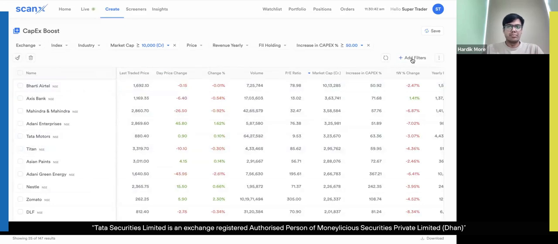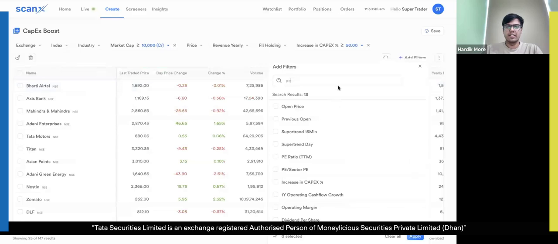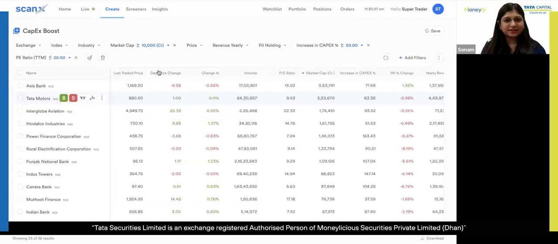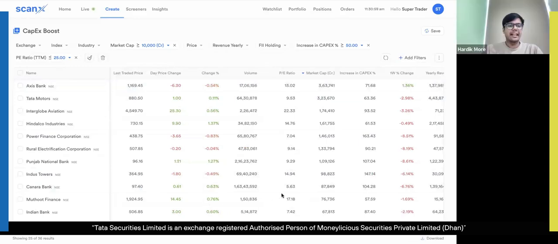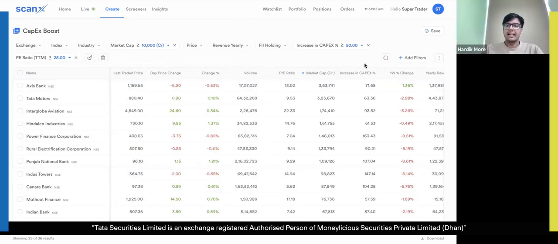Maybe add another filter like P ratio. So if I add a P ratio and I don't want to buy overvalued stocks, so it's a very common P less than, let's say, the Indian market. So it's further narrowing it down to 36 stocks, which fit my condition with a good KPI. What I can do more here is I can save this for myself.